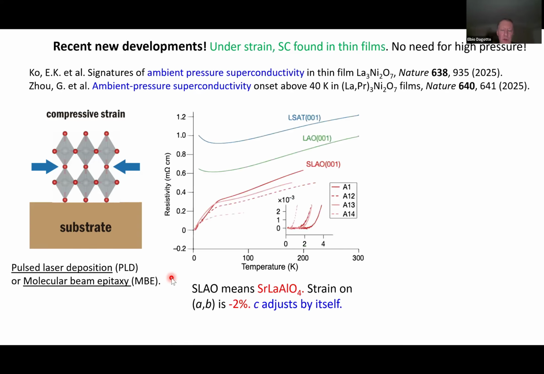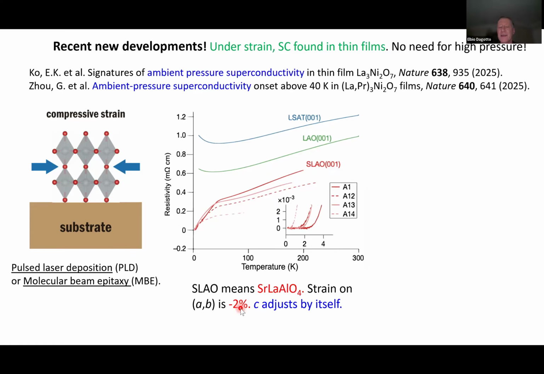And this figure comes from the paper at the top, Ko et al., resistivity versus temperature for 3 different substrates. The one that works is SLAO. And here you have the complete formula: strontium, lanthanum, aluminum, oxygen 4. And this provides a compressive strain of -2%. The minus means compressing, and 2% is the change in the lattice spacing.